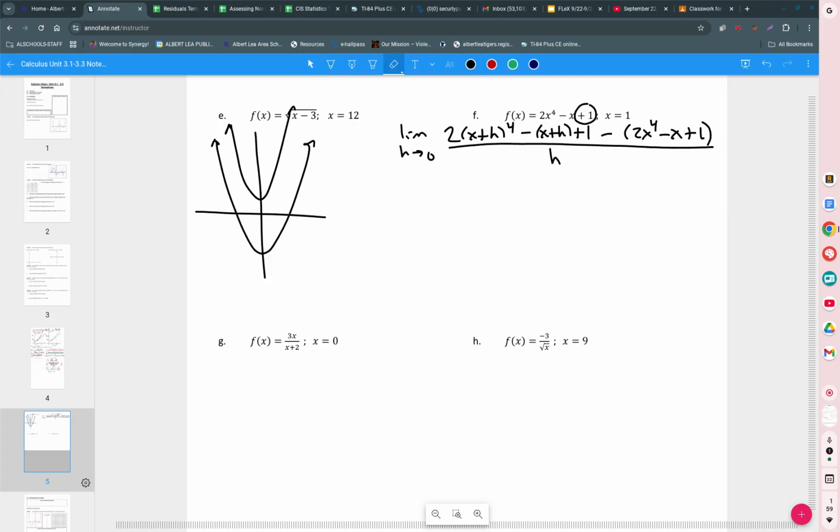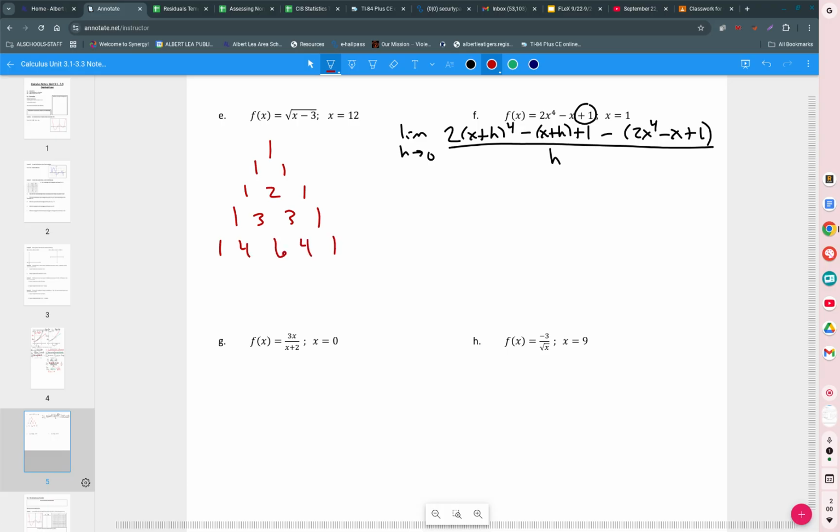Now, would everybody agree that right now you're kind of worried about the whole x plus h to the 4th power thing? Yeah. Okay. We should be a little bit concerned about that, shouldn't we? But fortunately, you remember Pascal's triangle, right? Oh, of course. What's the next row?